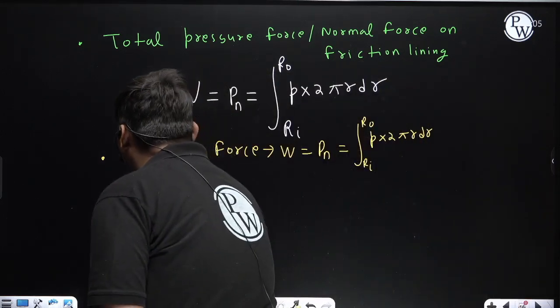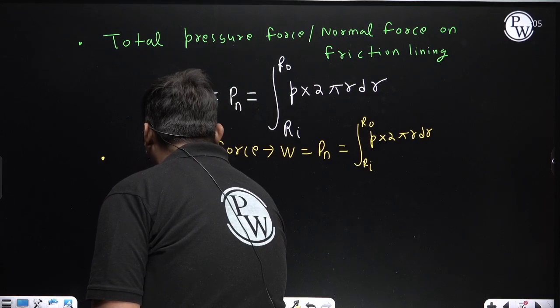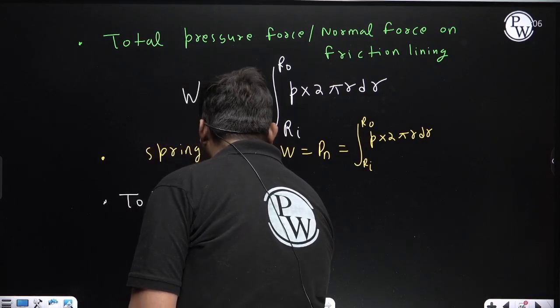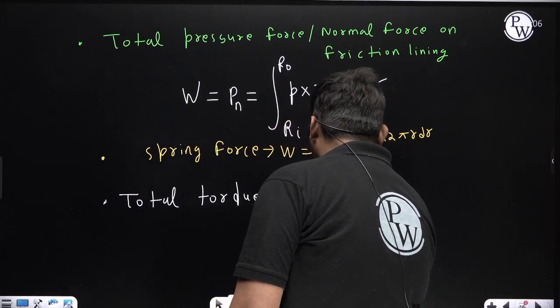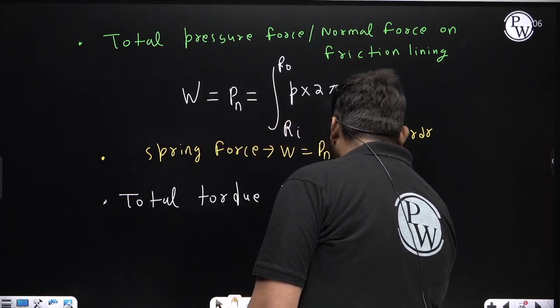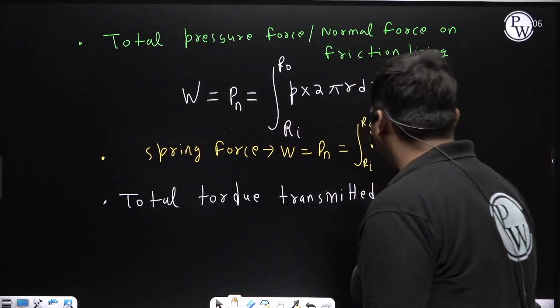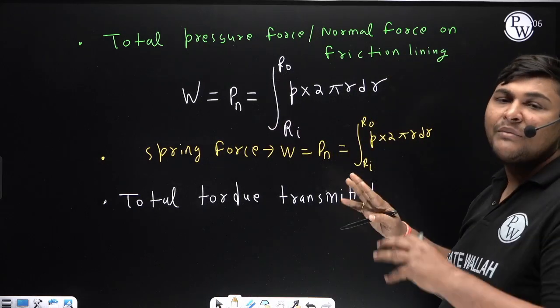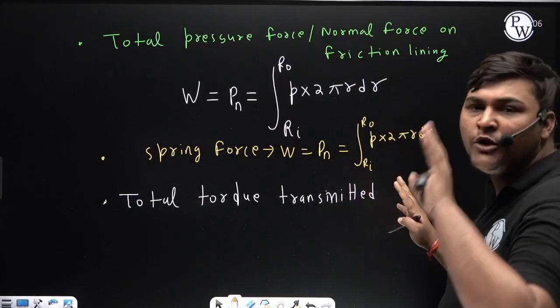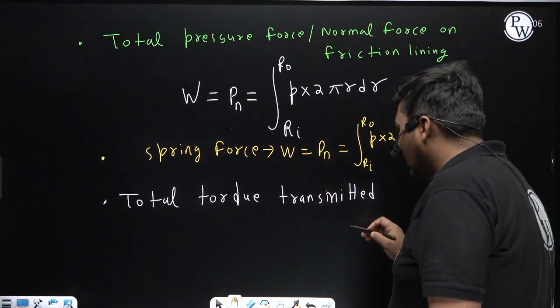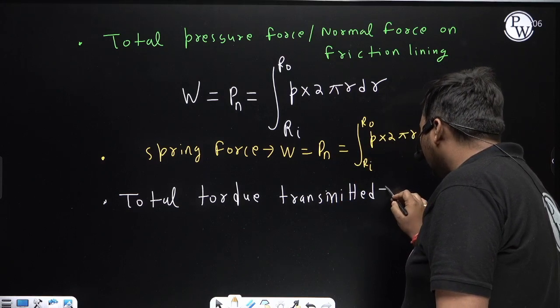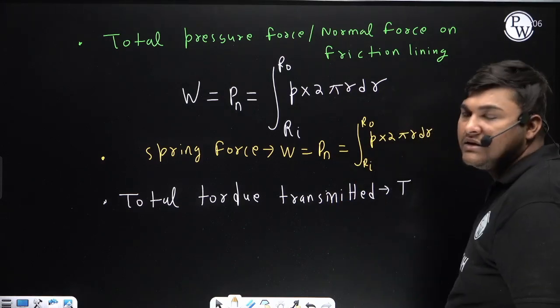So suppose I am denoting total torque transmitted as capital T. Only understand the formula or concept which I am explaining. The things which you have to remember, I will summarize all the things separately. And the summary you have to remember. Right now only understand all the derivations. The total torque transmitted, suppose I am denoting total torque transmitted as capital T.